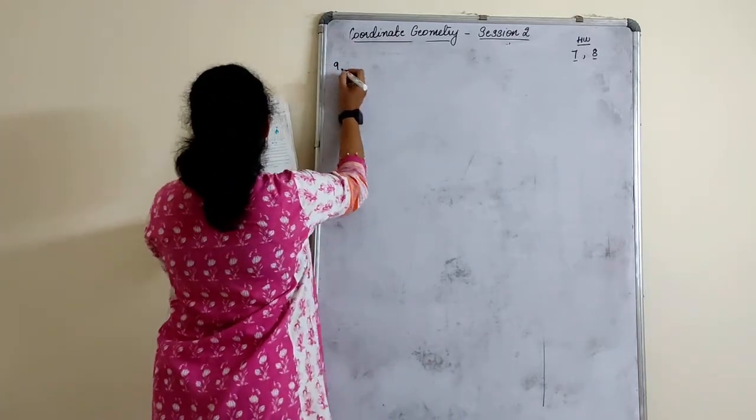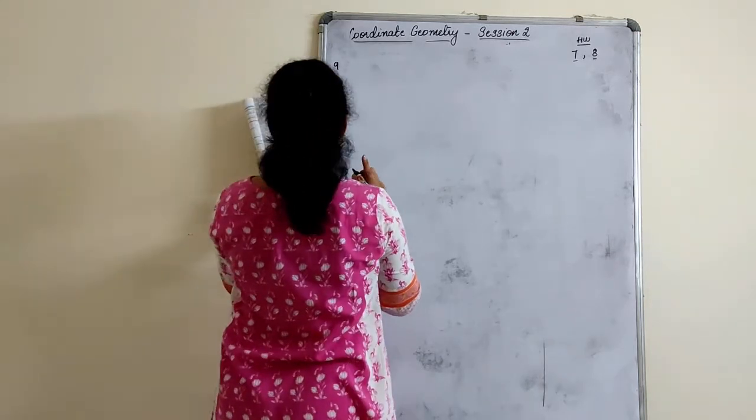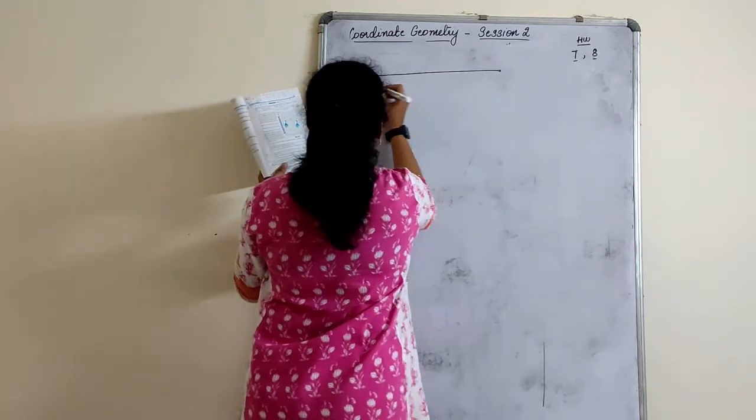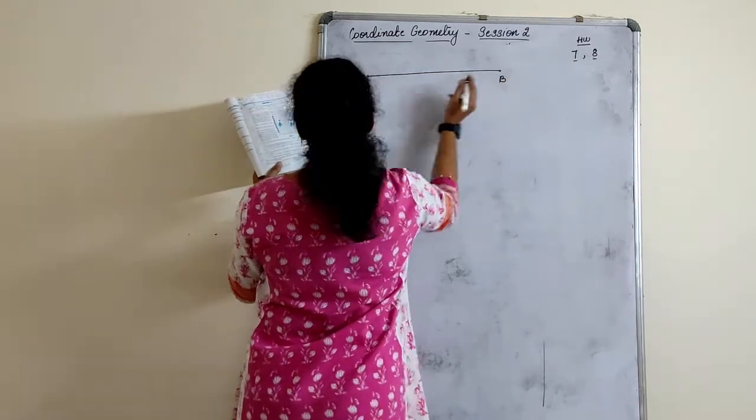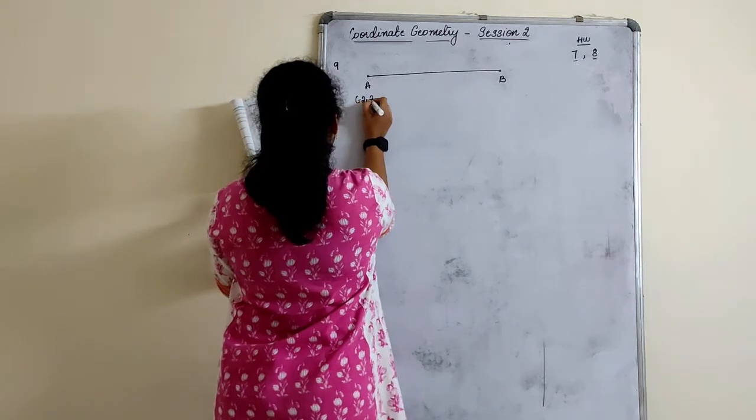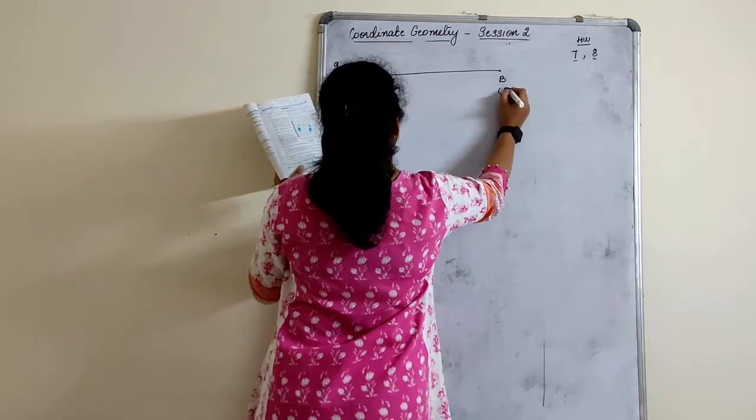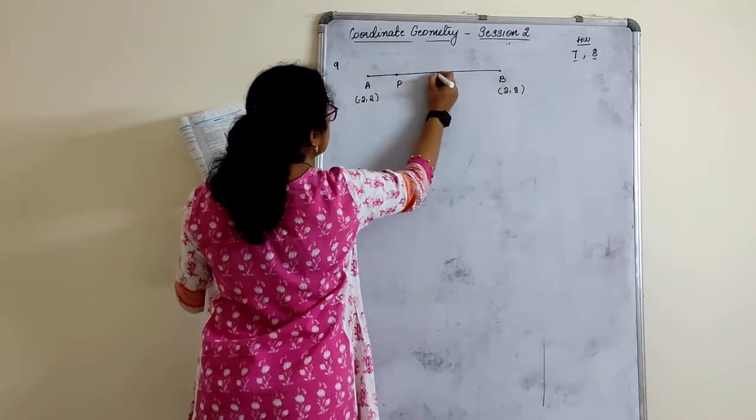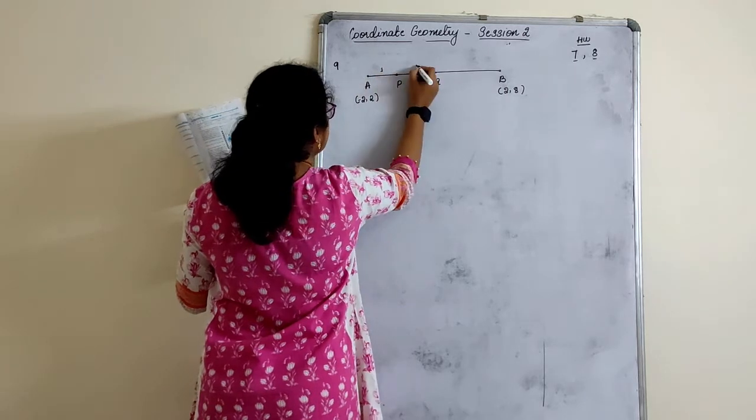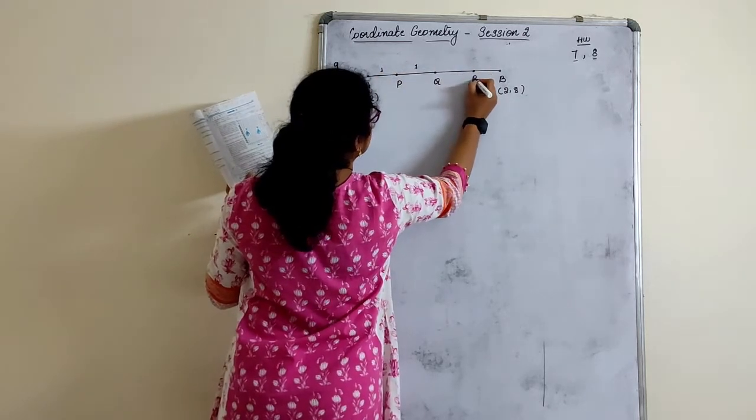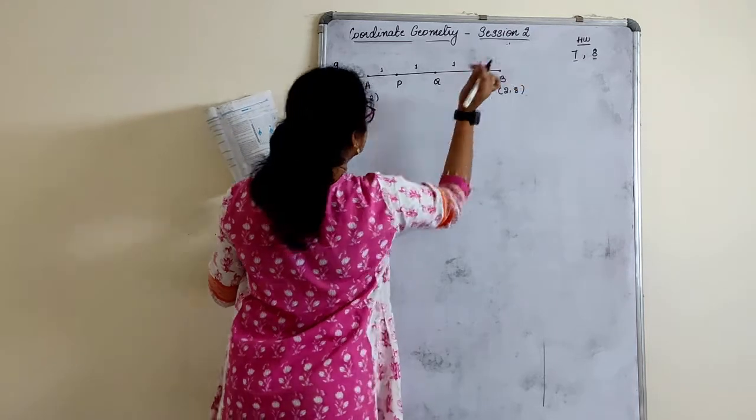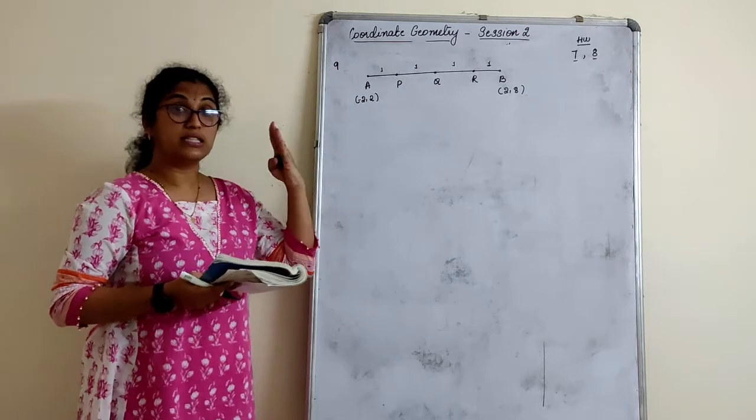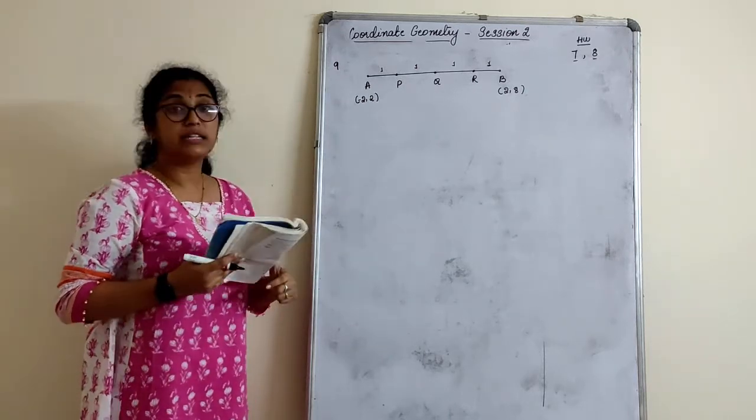9th one. Find the coordinates of the points which divide the line segment. So, this is the line segment A and B. A is -2 and 2 and B is 2 and 8, divided into 4 equal parts P, Q, R. So this is one part. Okay, similar to the trisection we have done now, this is dividing into 4 parts. Find the coordinates of P, Q, R.